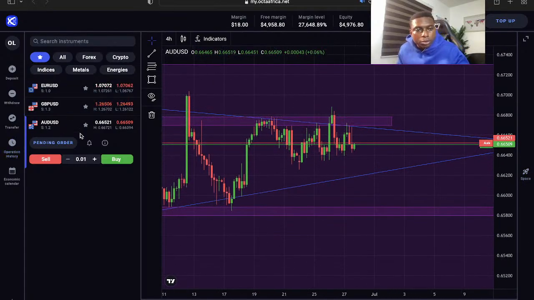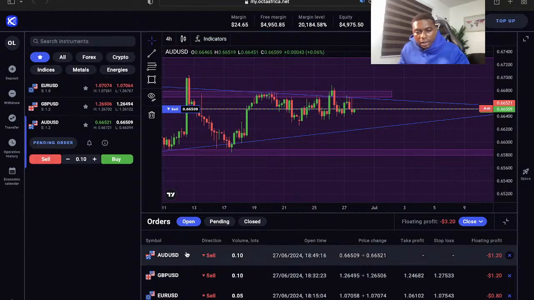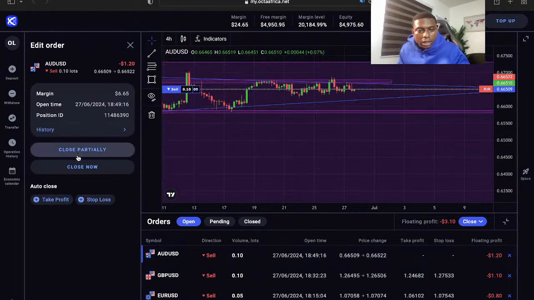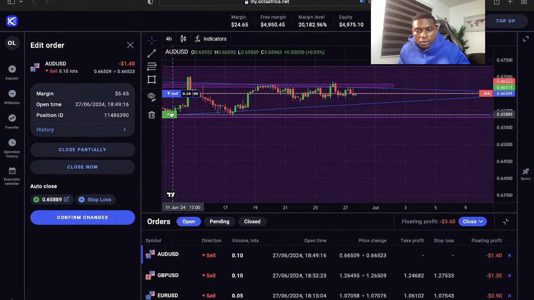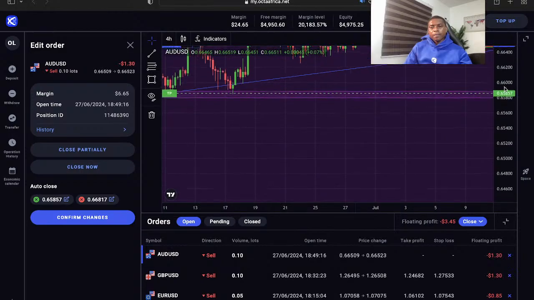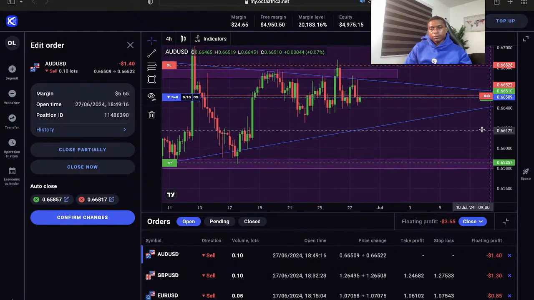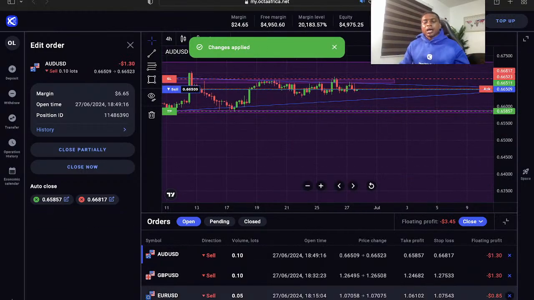So what are we going to do? We are looking to sell. So I increase my lot size to 0.1, and I place my sell order. Then I click on this and adjust my take profit level down to the level at which I've set, and my stop loss I adjust down to the level which I prefer. After doing this, I put confirm changes, and you see changes apply, and that is all.